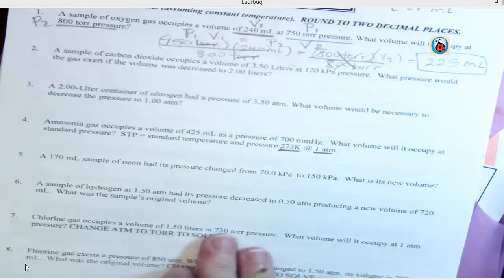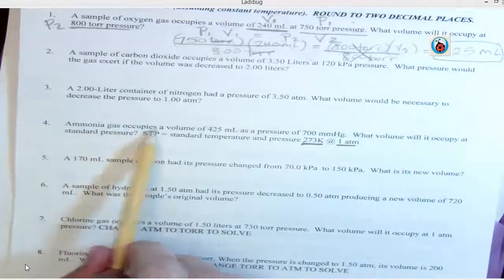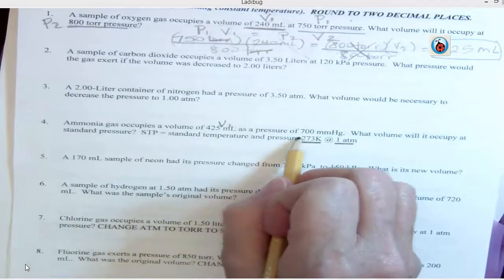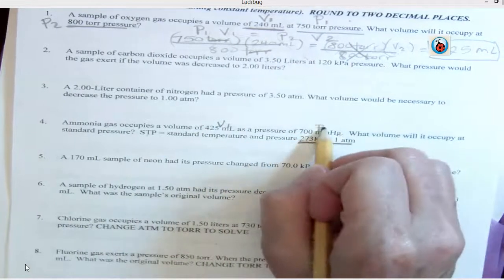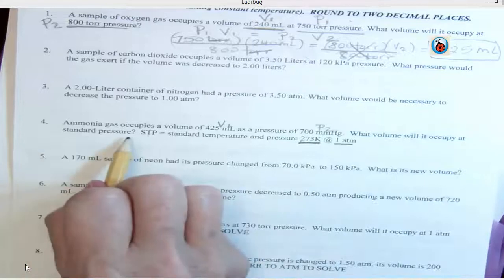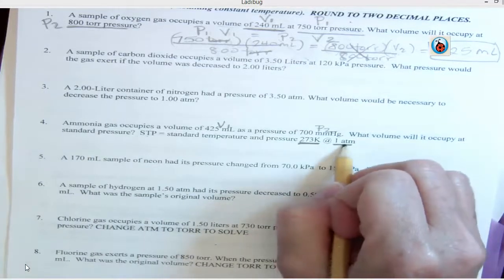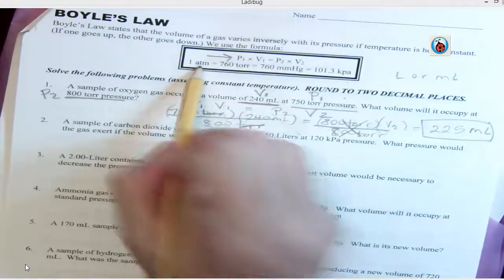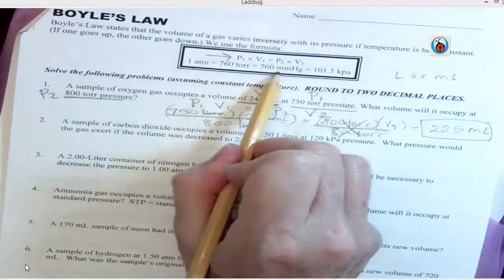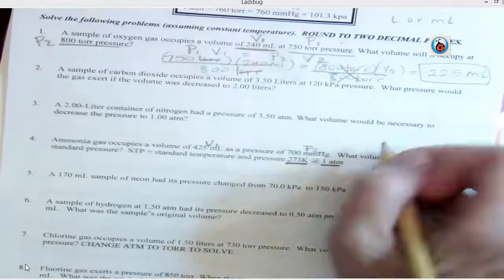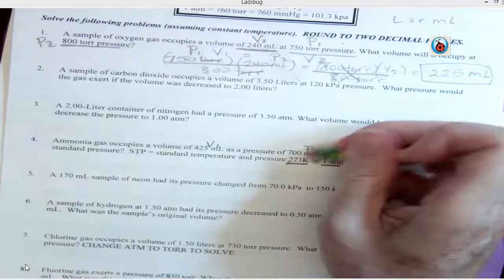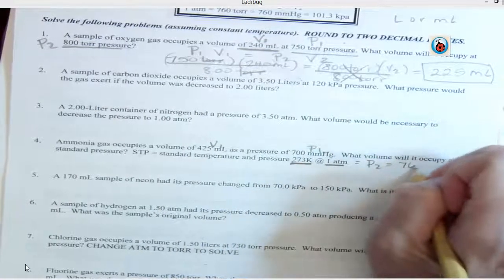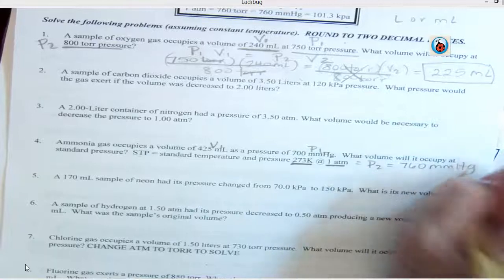All right. Notice it says ammonia gas occupies a volume of 425 mL at a pressure of 700 millimeters mercury. What volume will it occupy at standard pressure? So what's standard pressure? 1 atm. All right, but we need both of those in the same unit. So if 1 atm equals 760 millimeters mercury, that means, ooh, that was P1, wasn't it? Sorry. That means P2 is going to equal 760 millimeters mercury. Okay, does that make sense?